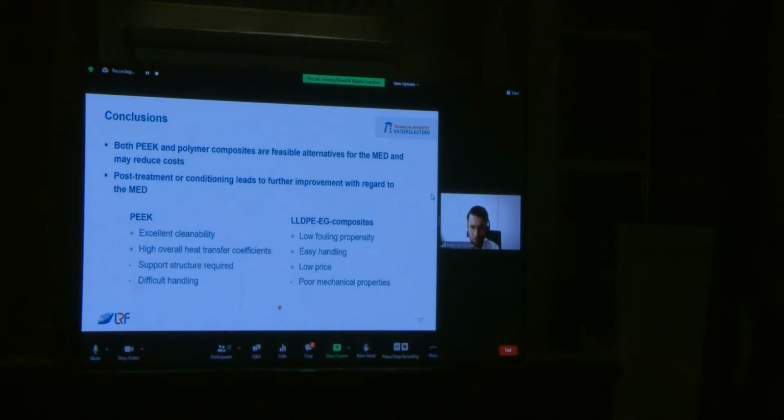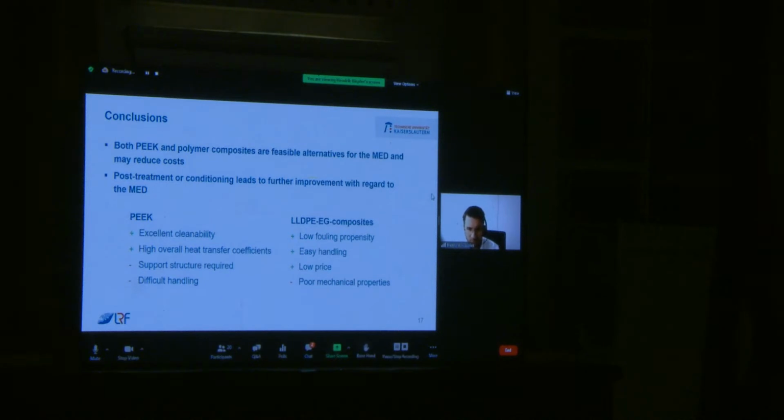And this already leads me to the conclusion. I've pointed out to you that both the PEEK and the polymer composites are feasible alternatives for the MED and may reduce costs. However, both alternatives have advantages and disadvantages, which I would like to list again right here. The PEEK achieves very high heat transfer rates and is easy to clean, but only if very thin films of less than 50 micrometers are used. And this makes a support structure necessary, so the handling is rather difficult.